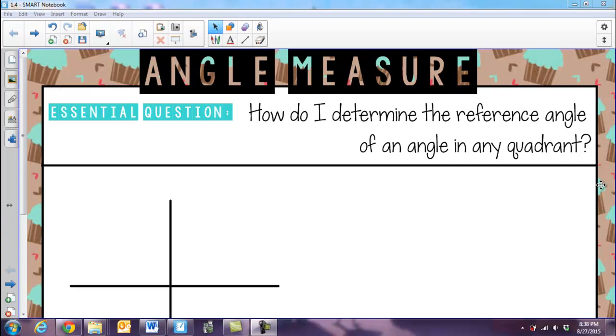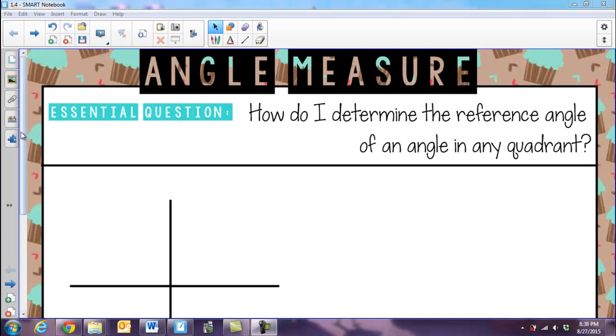Hey guys, tonight we are going to be talking about angle measures. It's going to be a little bit of review of things you know, but we're going to be asking ourselves, how do I determine the reference angle of an angle in any quadrant? So that's your essential question. Make sure you copy it down.